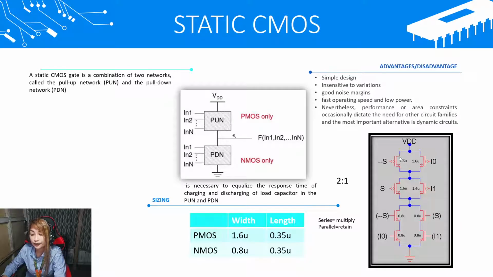Next, I have here two transistors in parallel, and it has a value of 1.6 micron, so the value must be retained, same with here. But the two parallels are in series, therefore 1.6 times 2 is 3.2, and the ratio will be 3.2 is to 1.6, or 2 is to 1.